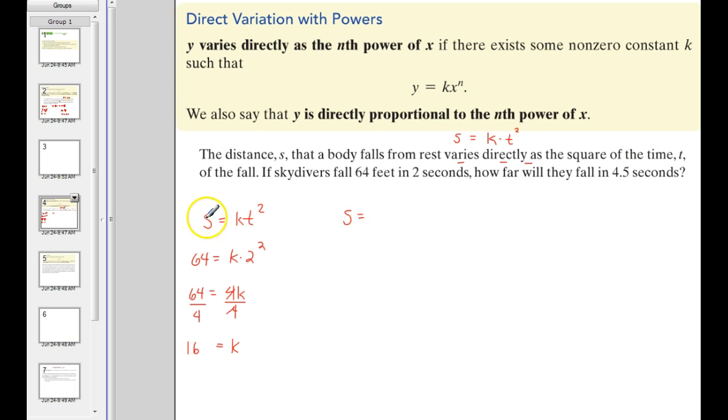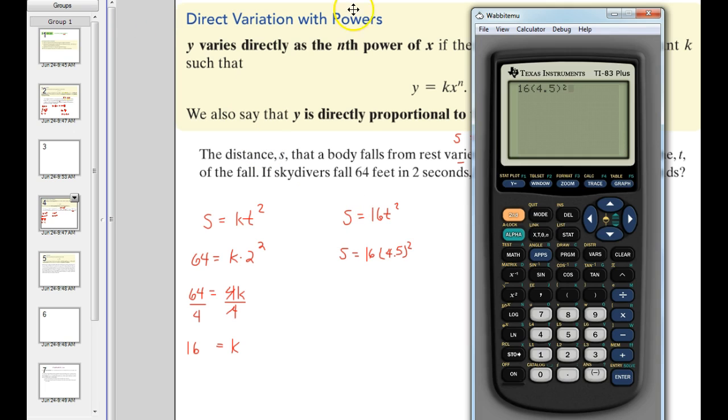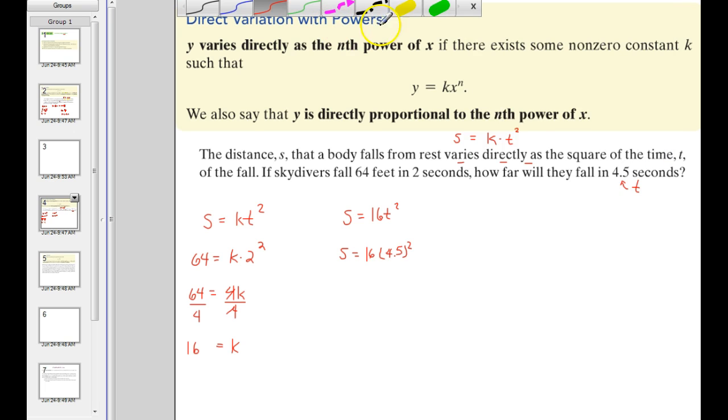Alright, so now we go back and rewrite the equation. S equals, there's the k, so k is 16, so 16t squared. And then how far will they fall in 4.5 seconds? That's a unit of time. So S equals 16 times 4.5 squared. Now the second bit of information they give you, they can give you S or T. They can give you either one of these. You just have to be able to use some algebra to solve. Alright, 16 times 4.5 squared is 324. So S equals 324. And again, the units for S here are feet.